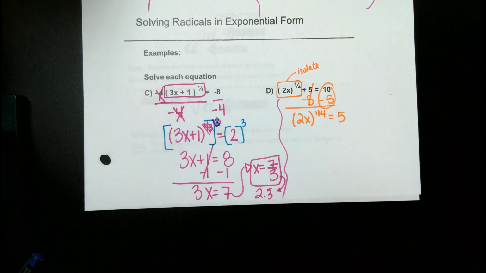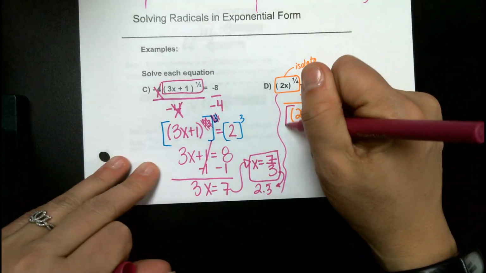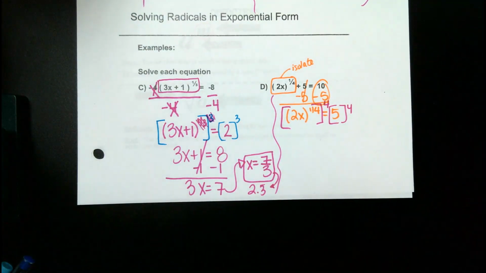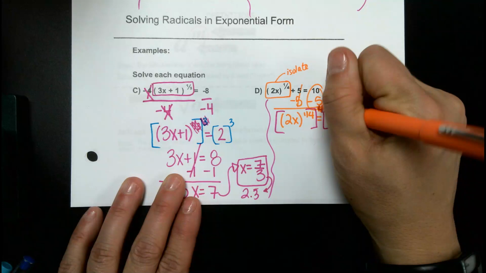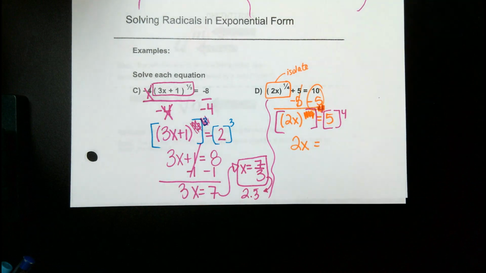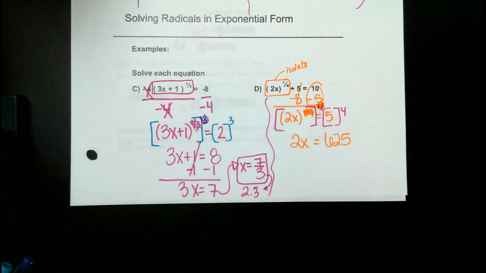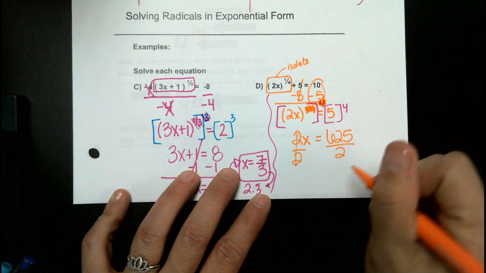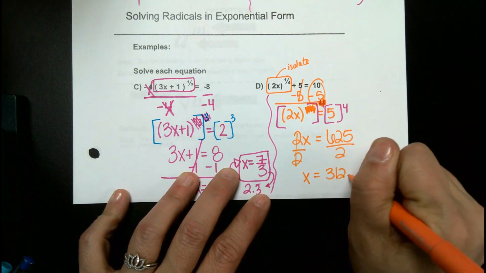What'd you say? Raise it to the 4th power. We're raising this side to the 4th power, which means we're raising this side to the 4th power. Okay, so this 4th power cancels out the 1/4 power, leaving us with just 2x on the left. Now you guys need to tell me what 5 to the 4th power is. And then divide by 2. $312.5.